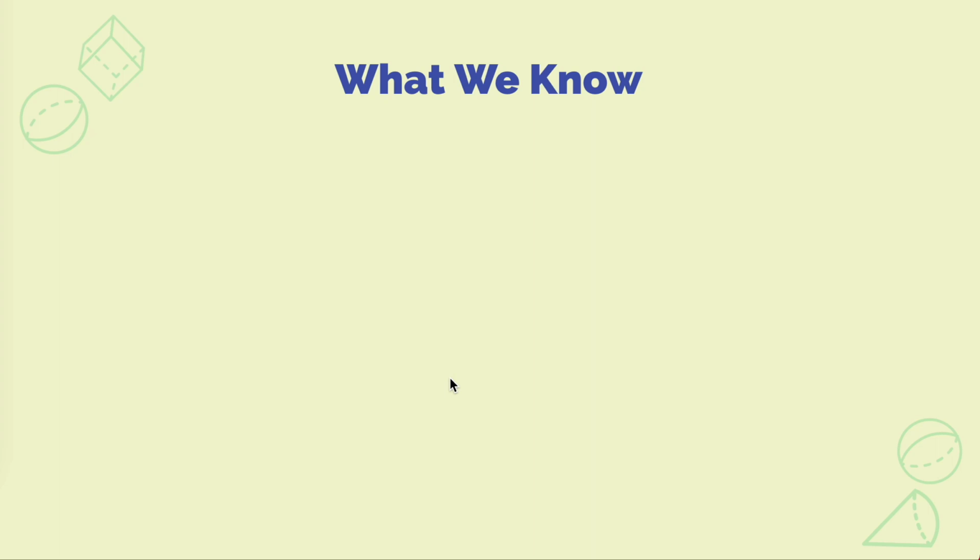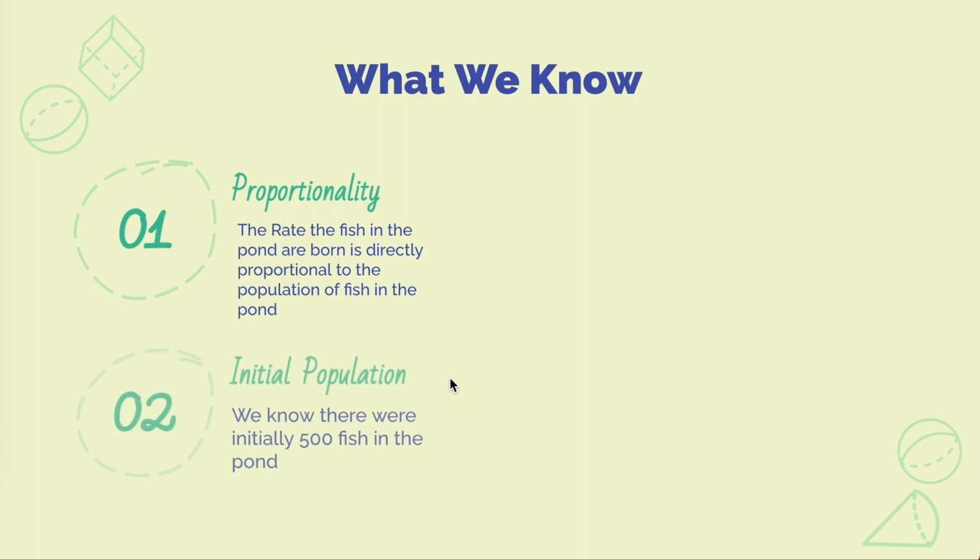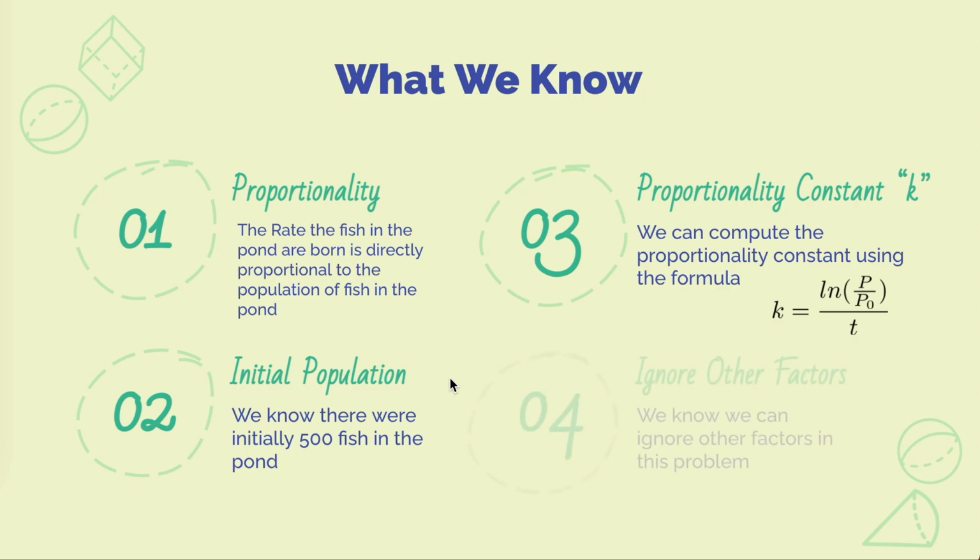Alrighty, so what do we know based off of the problem that we just read? We know that the rate of change of the fish in the pond is directly proportional to the population of the fish in the pond. We know that the initial population of the pond was about 500 fish. And then we know that we can compute some proportionality constant using this formula.